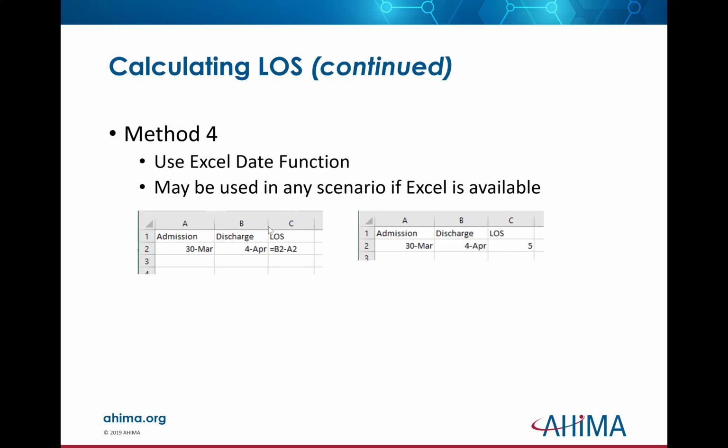But probably the easiest way to do this is to use Excel, as we've seen throughout the course. So we can use the Excel date function. And we don't think of dates as being something we can subtract, but we actually can. If you take a look right here, you have the date March the 30th, April the 4th. We calculate the discharge date minus this, and we have the length of stay as a value of 5.